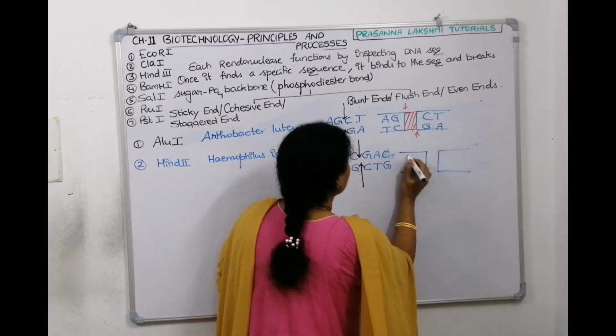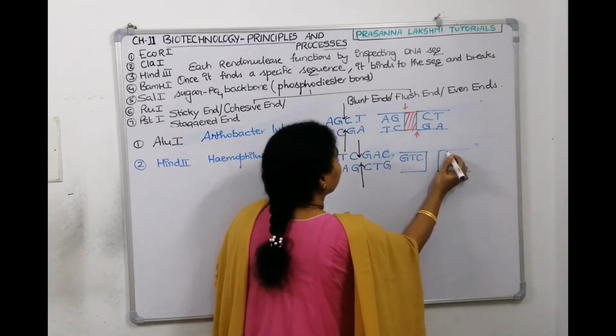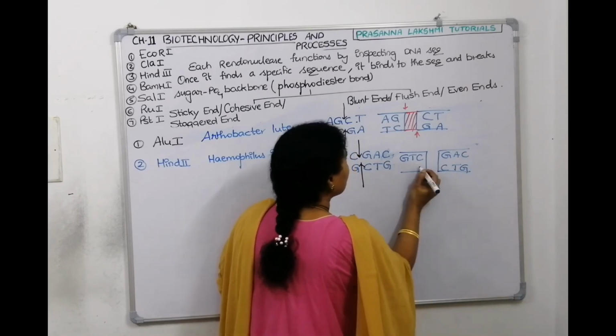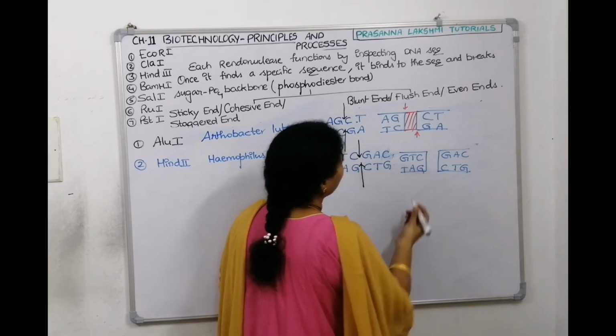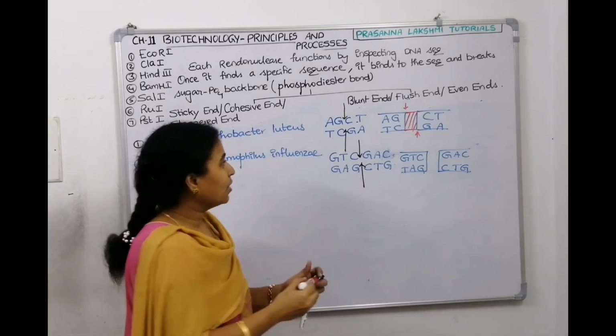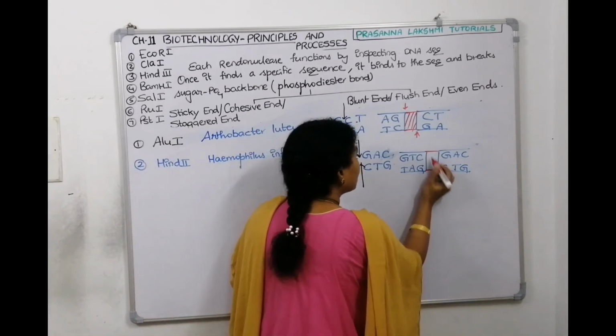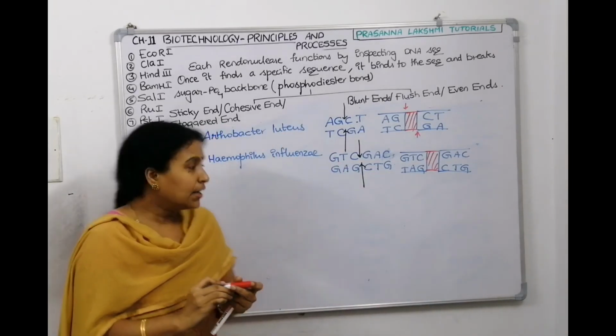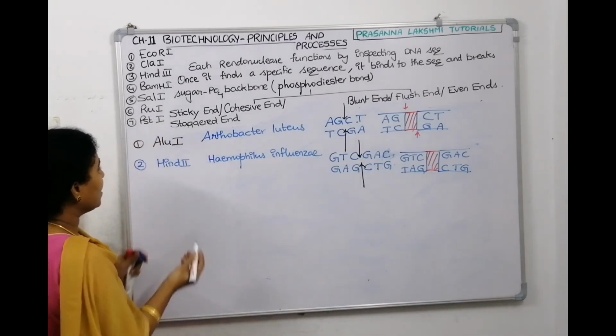Then the strands will be GTC, GAC. Again, blunt ends only we got, means HindII, the first enzyme what Smith isolated is not a useful enzyme. Then the third enzyme is HaeIII.